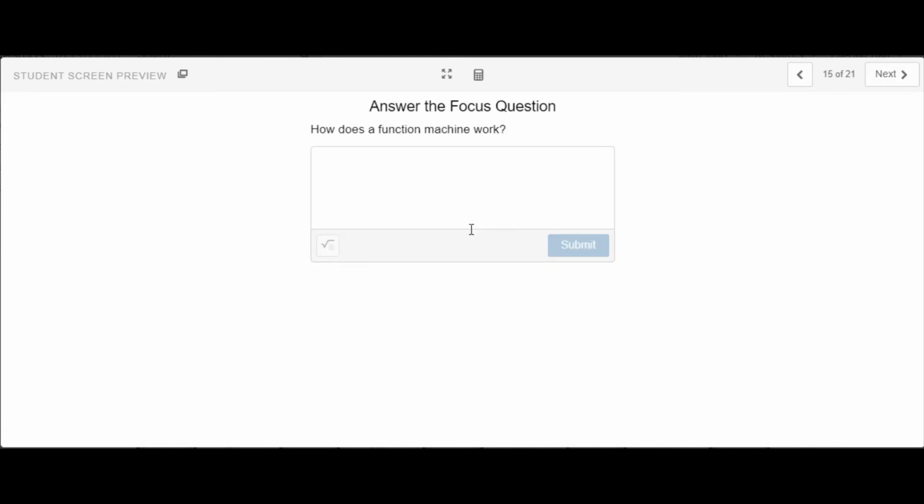Right? So how does a function machine work? A function machine takes an input, transforms it, and provides an output.